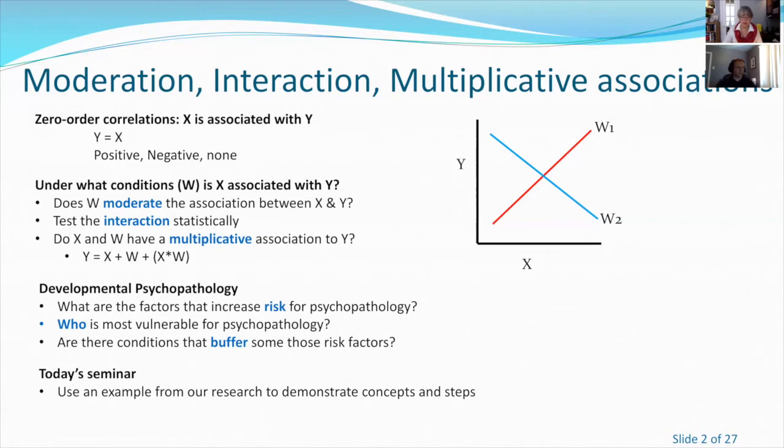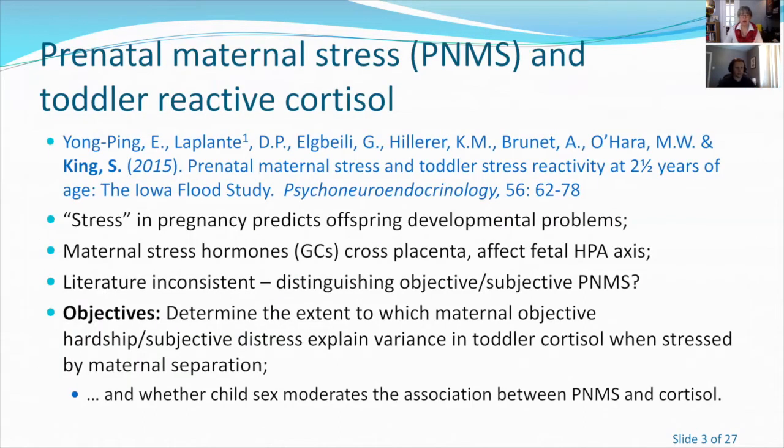In today's seminar, the way we're going to introduce these ideas is by using an example from our own research to demonstrate these concepts and the steps that we're going through. The example is a study that was done by a research assistant in our lab, Erin Yang Ping, and the paper published in Psychoneuroendocrinology was Prenatal maternal stress and toddler stress reactivity at 2.5 years of age: the Iowa flood study.